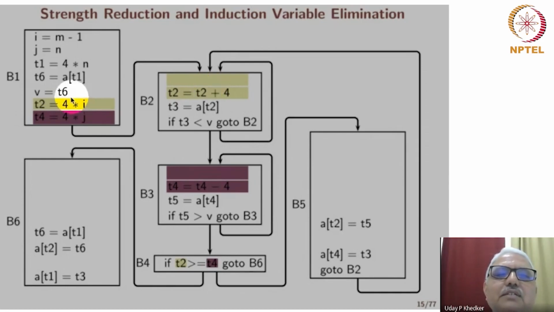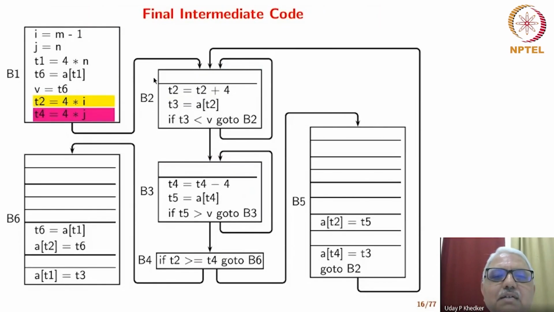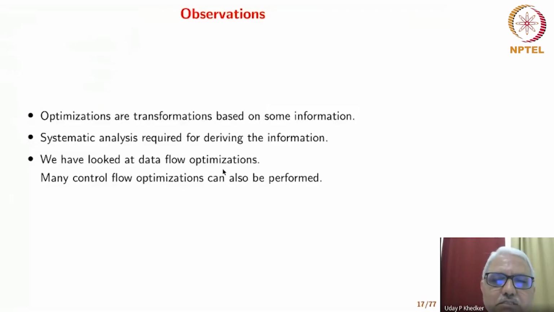So this is strength reduction and induction variable elimination. These are the optimizations that every compiler does. And the final intermediate code after this looks like this. You can see there are several slots that are blank, several slots that are vacant. So this is how a program can be optimized. These are all intra-procedural optimizations. And we want to see the basis of this.